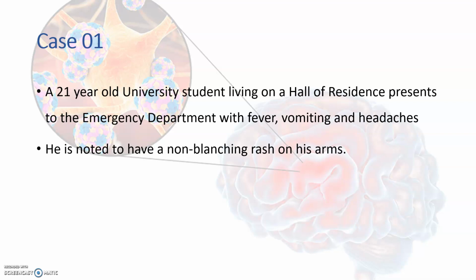So here's the first case, a 21-year-old university student living in a hall of residence who presents to the emergency department with fever, vomiting, and headaches, and is noted to have a non-blanching rash on his arms. If you wish, you can pause the video here and try to think about what you think this is and try to recollect whatever you know about the condition.